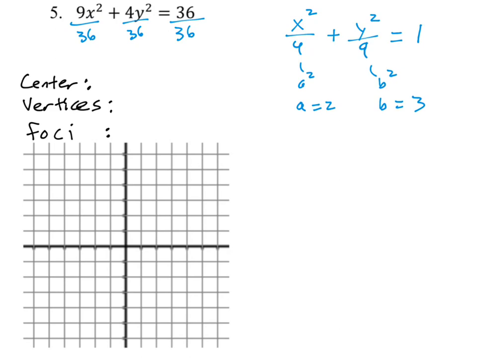Our center, like I said earlier, is 0, 0. That's because there's nothing here with the x squared and the y squared. And then your vertices are the same.